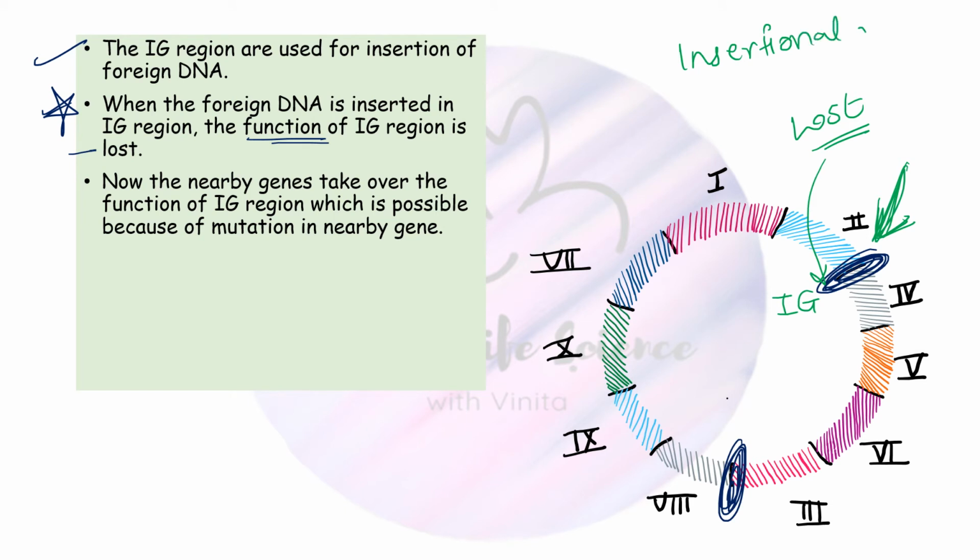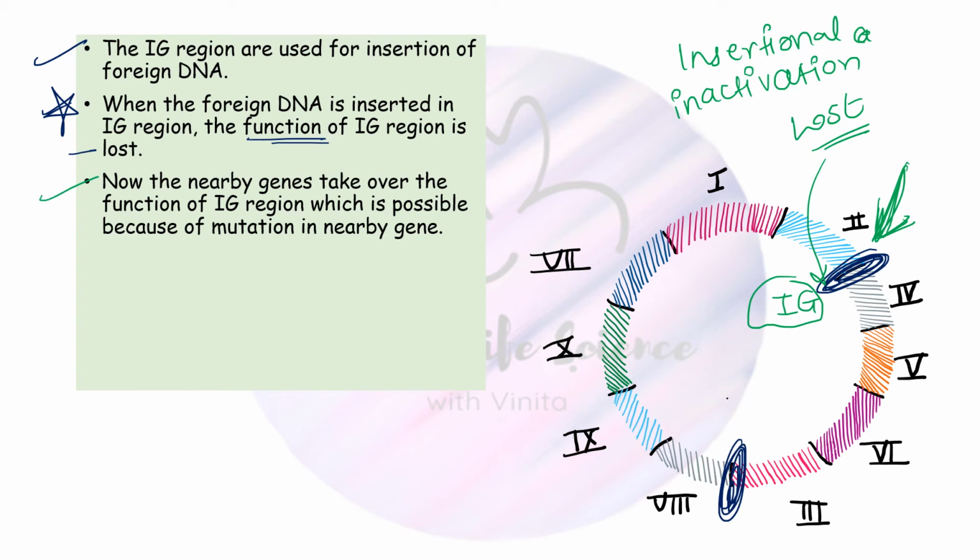Insertional inactivation is a phenomenon in genetic engineering, which means that when you insert the foreign DNA in the genetic material, there can be inactivation of some genes in the vector. So that is insertional inactivation. Similarly, the IG region function is lost. But as we know that the IG region is important for the virus, what happens?